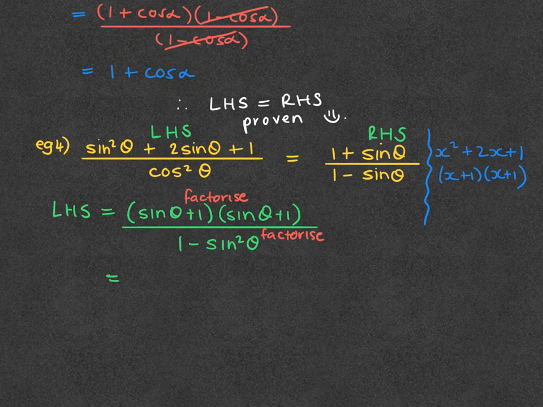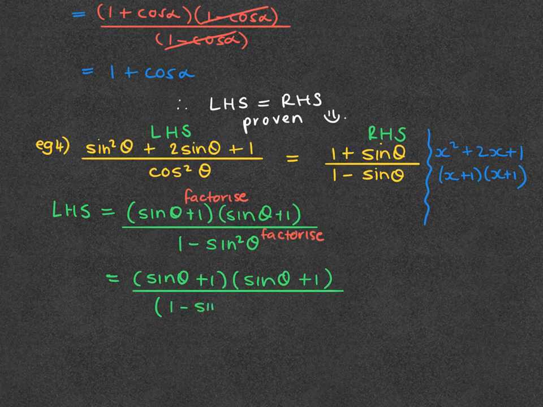Cool. So I've got sine theta plus 1 times sine theta plus 1. And that is going to then be that difference of two squares. The factorized brackets will be 1 minus sine theta times 1 plus sine theta. Oh my goodness. Now look, we've got one term over one term. We can cancel out brackets, terms which look the same. So my left-hand side, when it's fully simplified, is sine theta plus 1 divided by 1 minus sine theta.